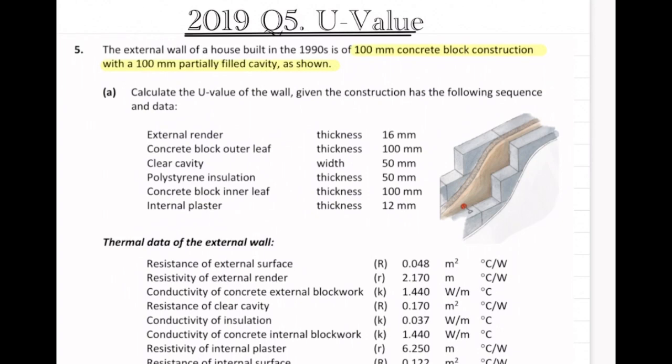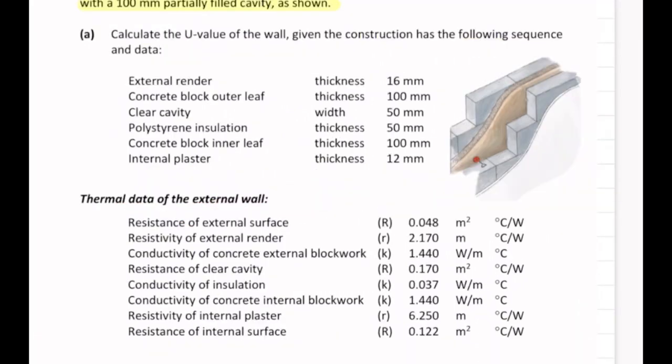So as you can see, it was poorly designed, as most of the houses in the 1990s were. We have our external render, the outside. We have our concrete block outer leaf. We have our clear cavity, 50 mil. We have our polystyrene insulation, 50 mil. We have our concrete block inner leaf, 100 mil, and our internal plaster, which you can't see there, but it's just on the inside. So this is a pretty standard U value question, which we will just use our table for.